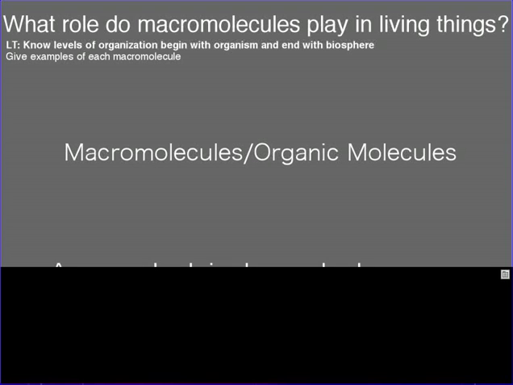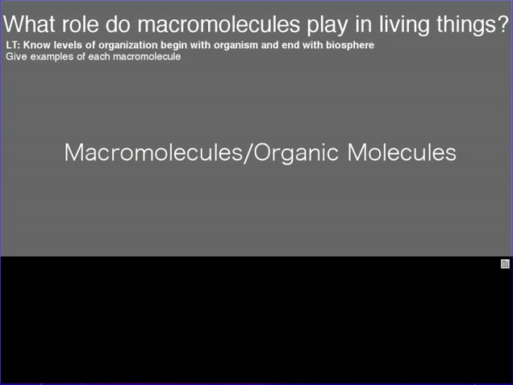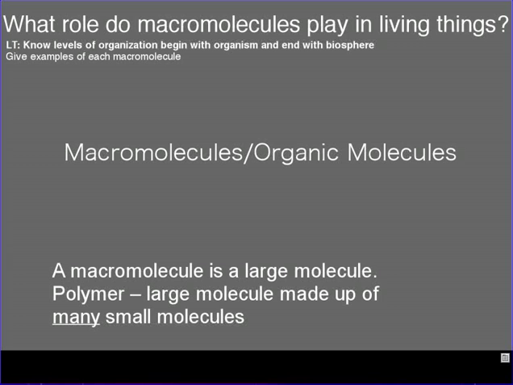All right. Another name for macromolecule is organic molecules, so if you see those, it's talking about the same thing. And a little bit of vocabulary here. A macromolecule is a large molecule. Micro is small, so obviously macro will be big. Poly means many, so a polymer is large molecules made up of many small molecules.